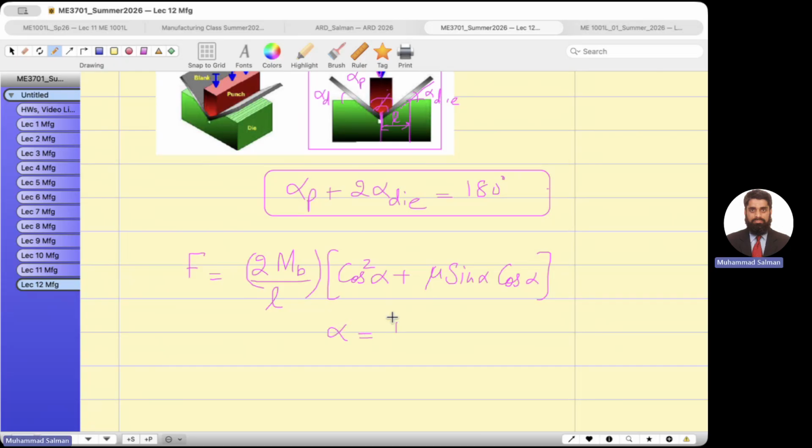Alpha is the die angle. So alpha depends upon the coefficient of friction.